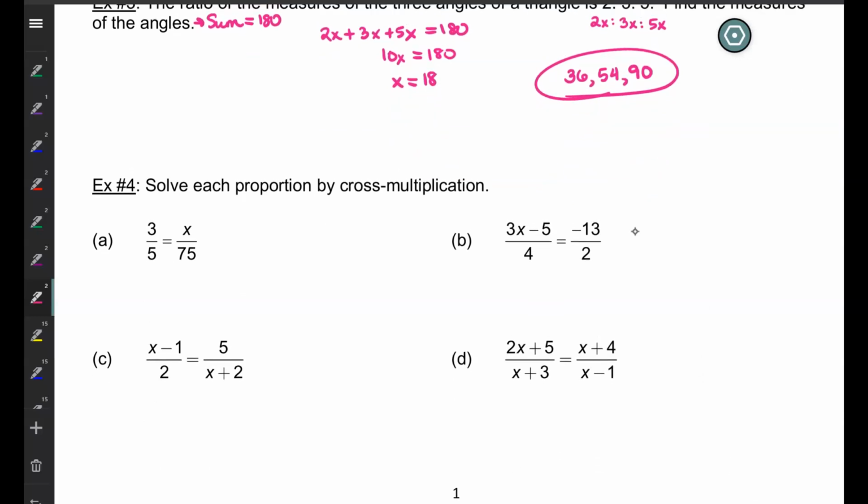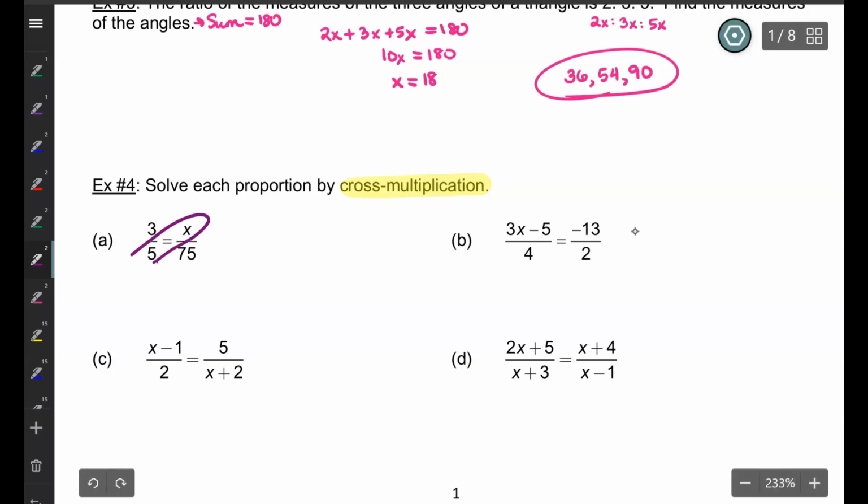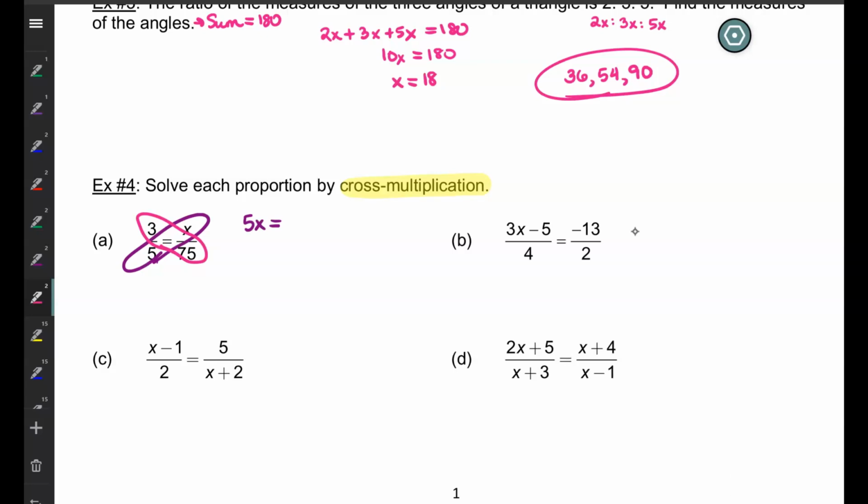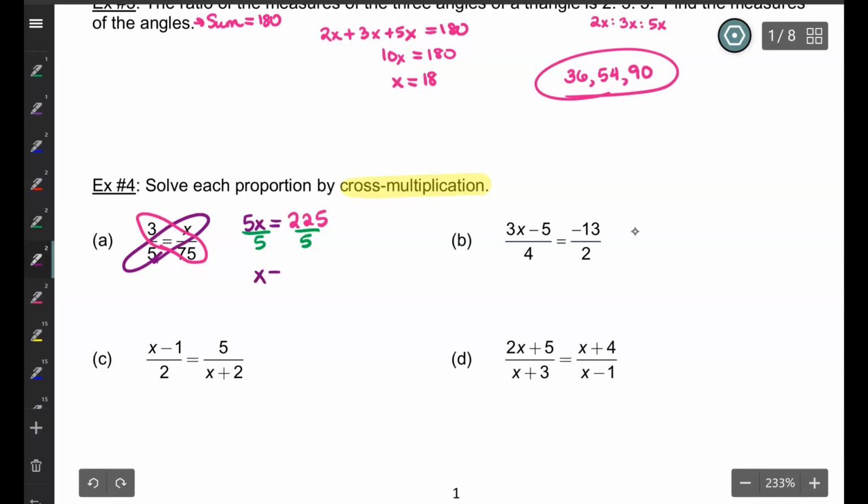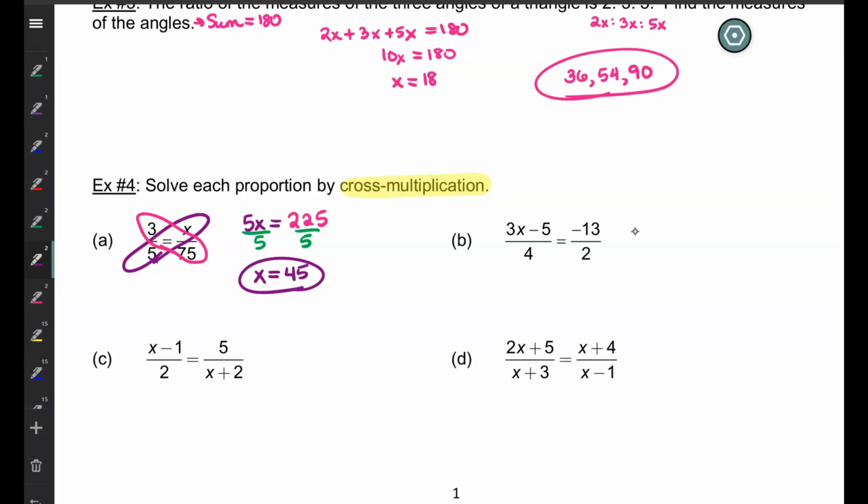Okay, and the last part of this lesson is really just a review of cross multiplication. Now, since these are all algebraic problems, we're just going to multiply. We're not going to worry about if we get positive or negative. So let's go ahead and see. We have 5 times x, so that's 5x. 3 times 75, so that's going to be 225. And then I'm just going to divide both sides by 5. And we get x equals 45. Let's go over here to b.